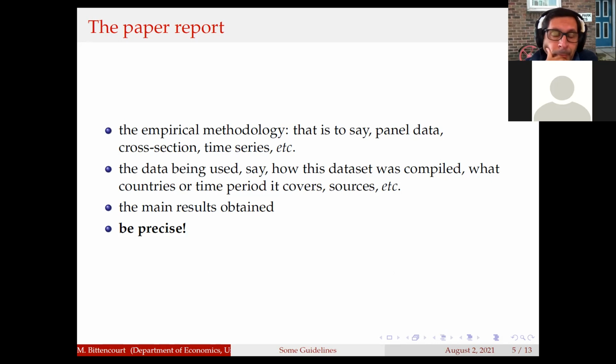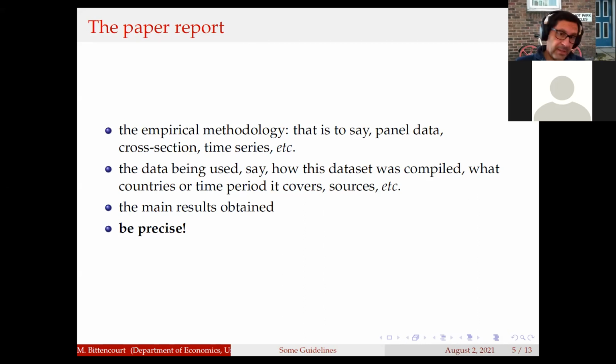a cross-section. The data being used, that is to say, how this data set was compiled, what countries or time periods it covers, the sources, etc. And the main results obtained. And they find this, and they find that there are positive correlations between provision of education in 2000 and pre-colonial, and the existence of pre-colonial institutions in pre-colonial times, right?